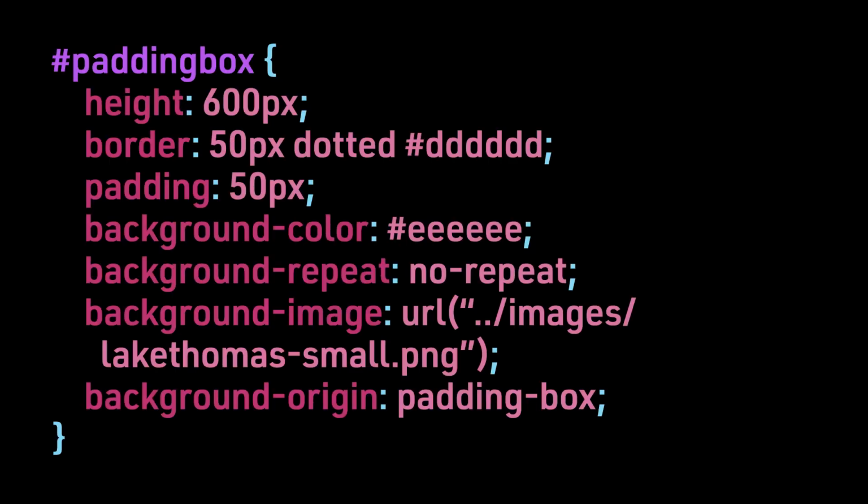We will be keeping certain variables the same. We will keep the height, our border, padding, background color, background repeat, and the image we're loading the same from example to example. And in addition, we have cropped our Lake Thomas image to be smaller so that it is easy to visually see what's going on. This is how it would display.